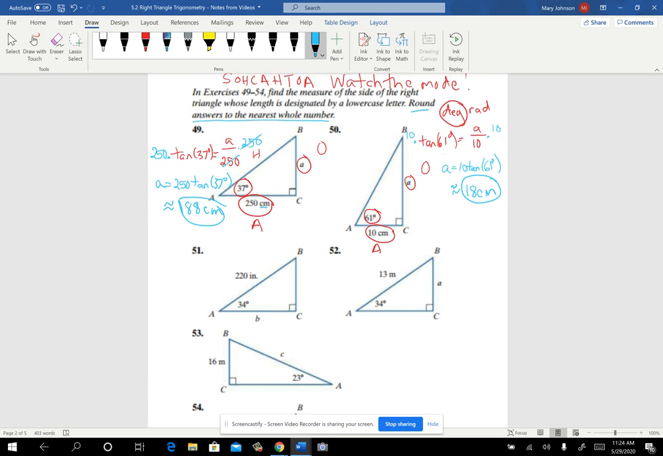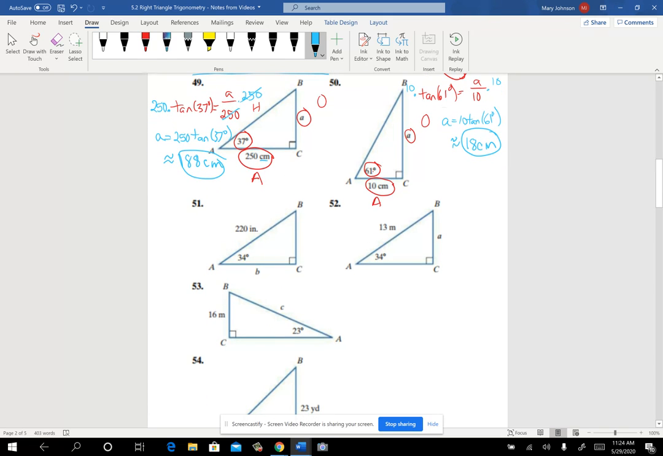All right, so what I would do at this point is, let's do a few more. Let's look at number 51. So in 51, we have these three parts. We're looking at angle 34. We can see that 220 is the hypotenuse and that the b is the adjacent side.